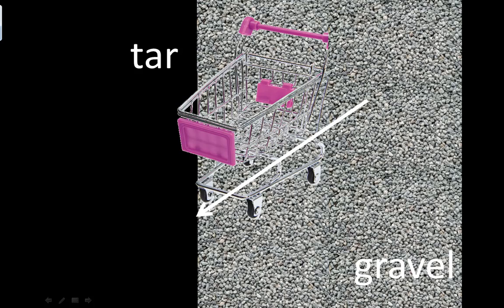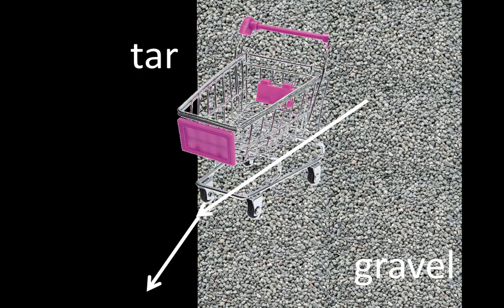How about if the trolley moves from a more difficult to an easier medium, from gravel to tar, for example? Again, it must be at an angle, so that one wheel reaches the boundary between the media before the other. So now, the wheel that meets the boundary first speeds up before the other wheel can speed up. So for a period of time, this wheel travels faster than that wheel, and that bends the direction of motion. Which way does it bend it? It bends it away from the normal.